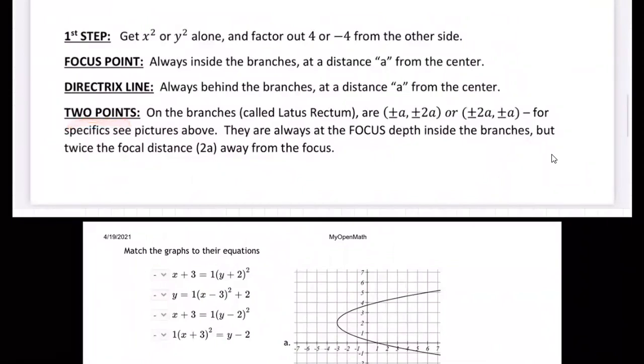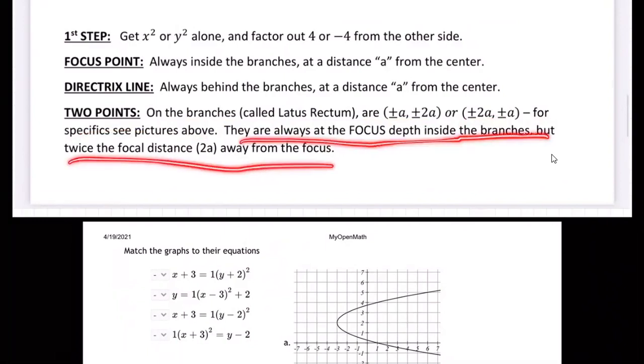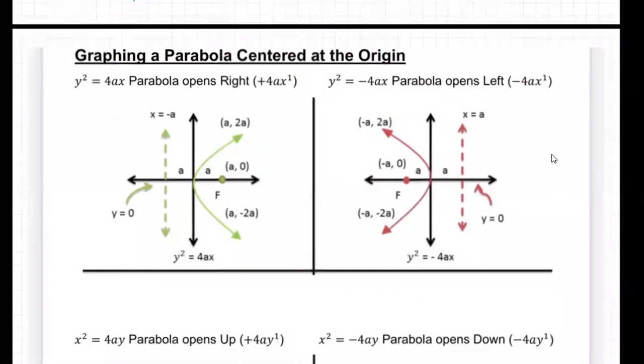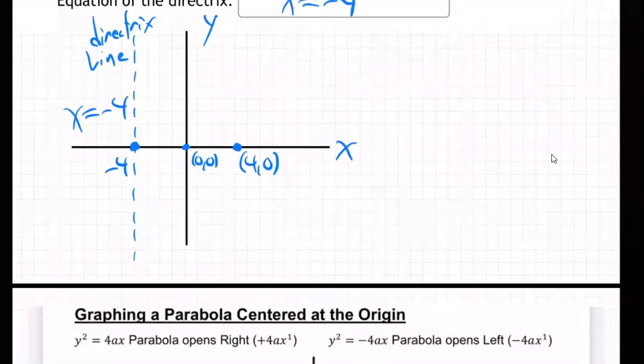Find 2 points on the branches called the latus rectum. For specifics, see the pictures. They are always at the focal depth inside the branches, but twice the focal distance away from the focus. And you can see on this graph right here, there's a latus rectum point, and right there's a latus rectum point. So there they are.